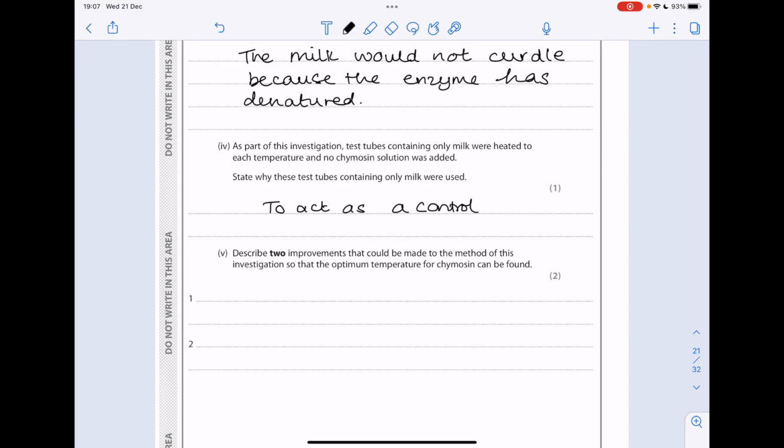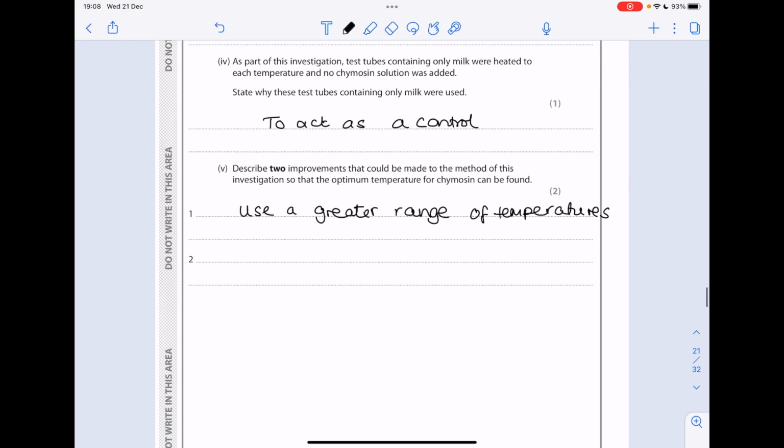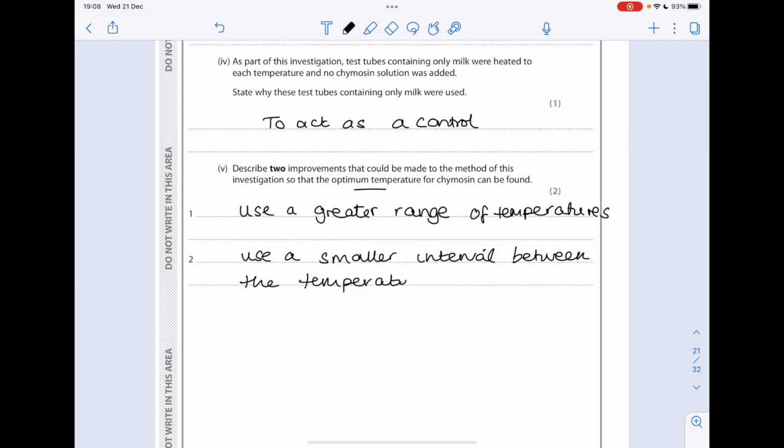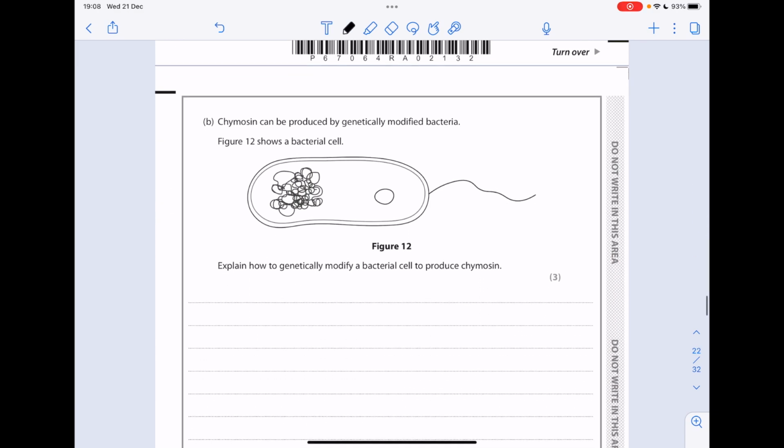Describe 2 improvements that could be made to this method so that the optimum temperature for chymosin can be found. You want to use a greater range of temperatures for sure. And use a smaller interval between the temperatures, because then you can find that optimum temperature far more accurately. You could also say repeat the test at each temperature.